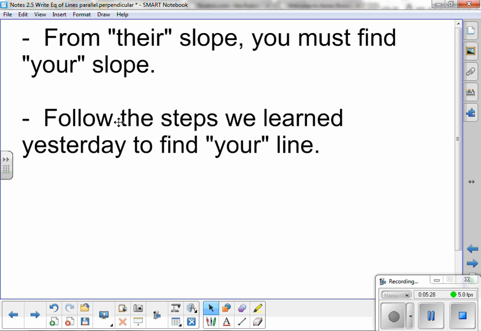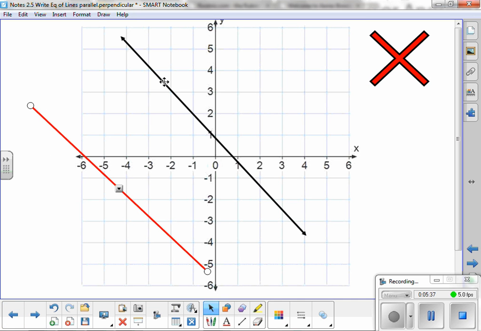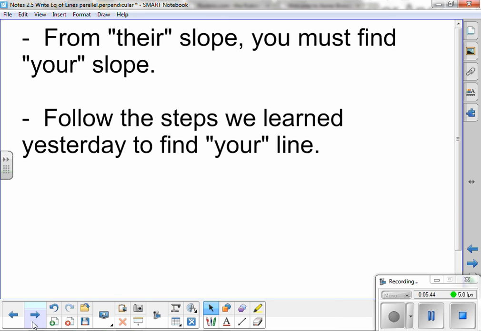Now, you're going to be given some information here. One of the pieces of information is that they're going to tell you the equation of their line. So if their line is this black line, they're going to actually tell you the equation of this line. So from that information, you're going to take their equation, find their slope, and then you have to figure out what your slope is. So if your slope is parallel, it matches theirs. If your slope is perpendicular, then it must be the opposite reciprocal of theirs. And then you just follow the steps that we learned yesterday to find your line.